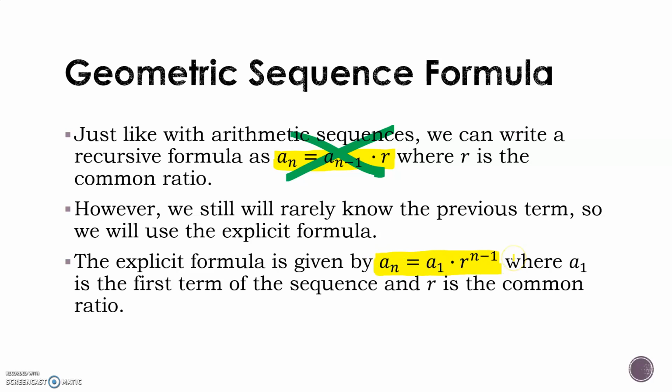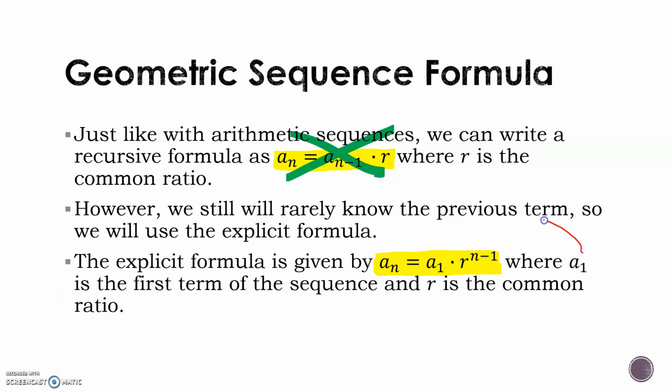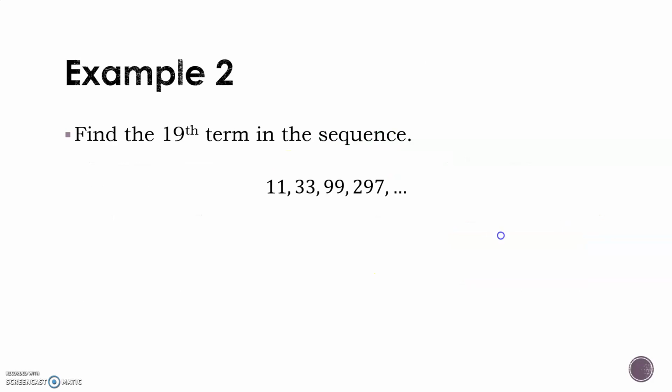And it says that we take the first term, a sub 1, times r, which is the ratio, to the power, and n is still the term number. Okay? So this is the formula we're going to use. So I'm going to jot that down every time I go to use it.